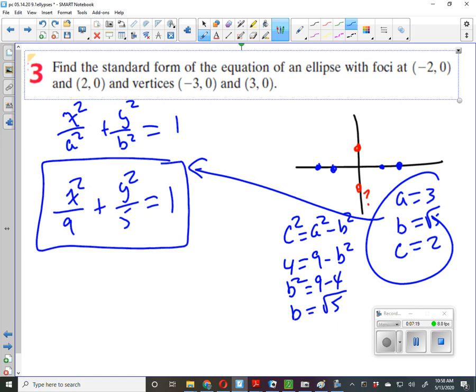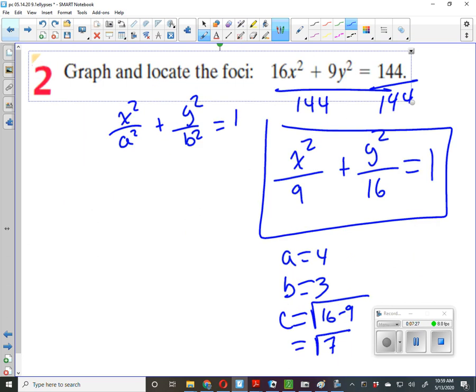That is your solution. We know this is a horizontal ellipse. We knew that the previous one was a vertical ellipse. In other words, it's going to be shaped more like this.